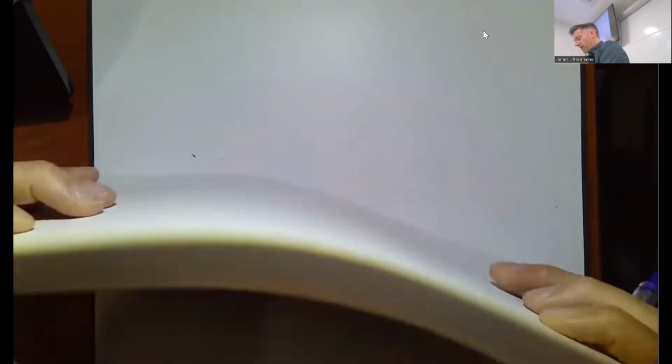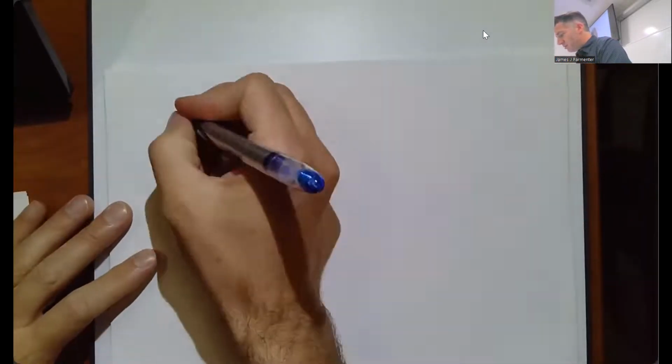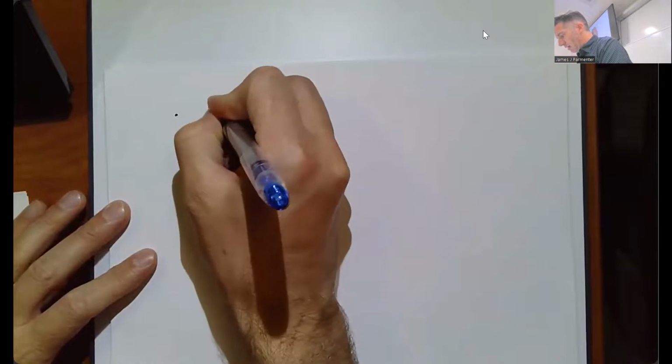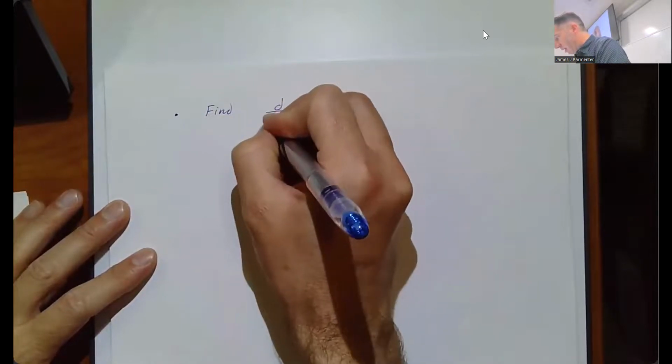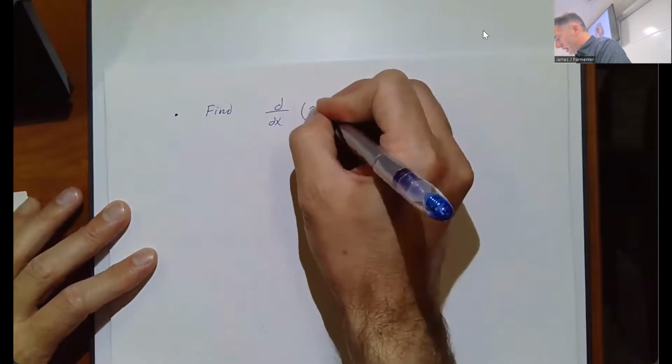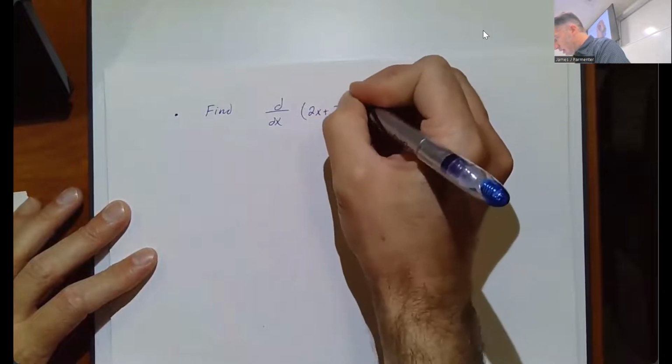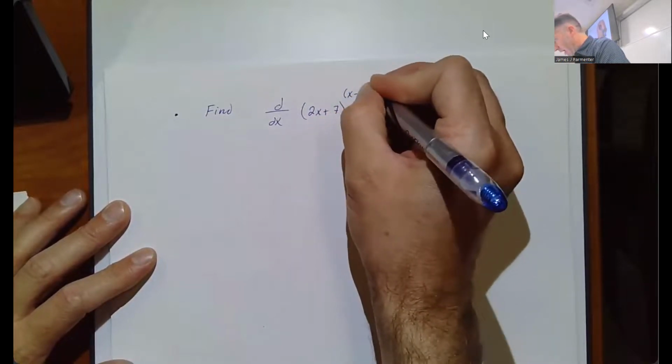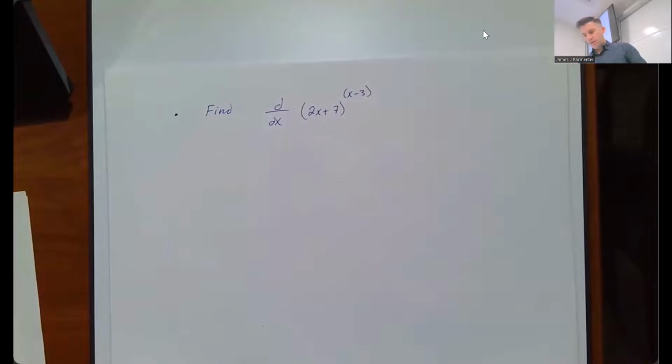What else? Okay, so let's say we want to find, and I'm going to write it in kind of the least convenient way possible, the derivative of 2x plus 7 to the x minus 3 power. And let me just double check one thing. Yeah, your homework assignment is nicer than this, which I appreciate.